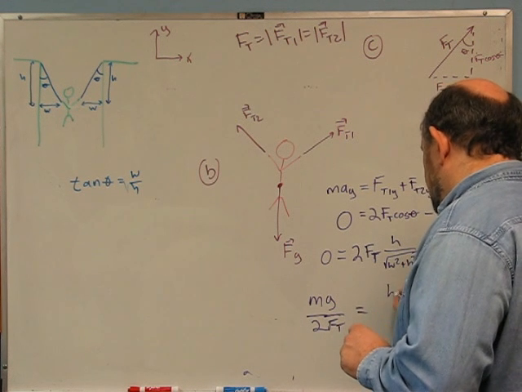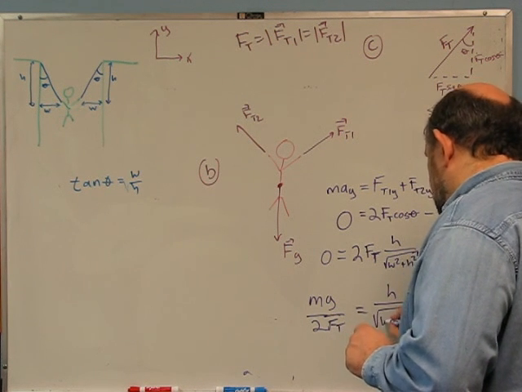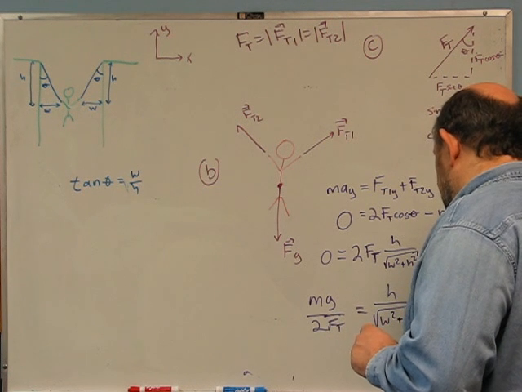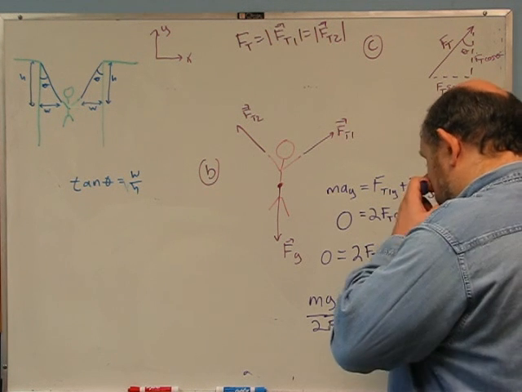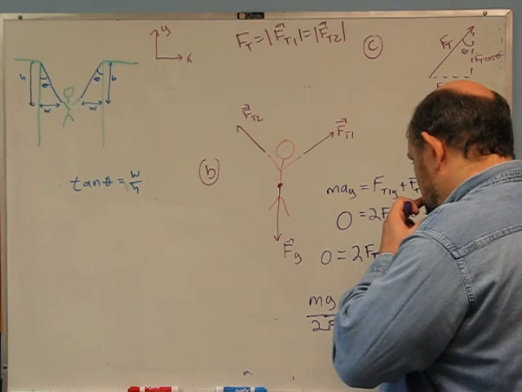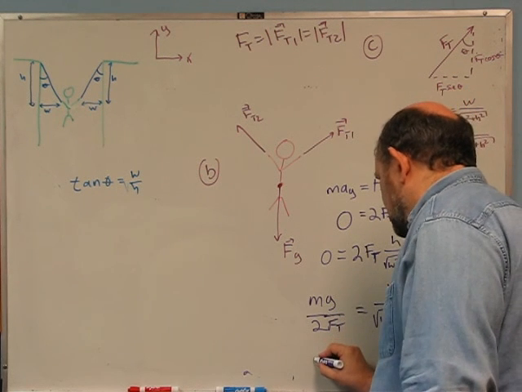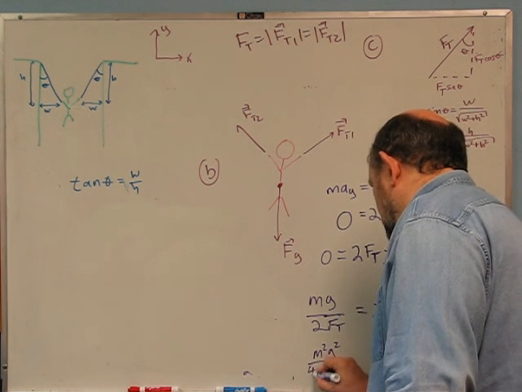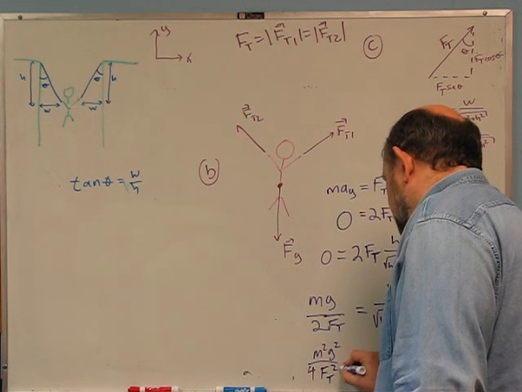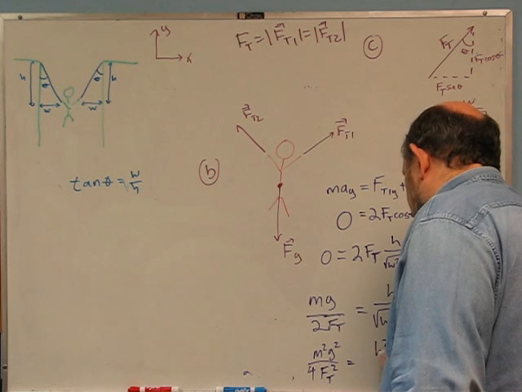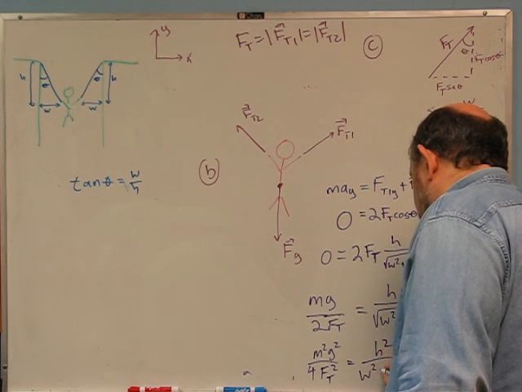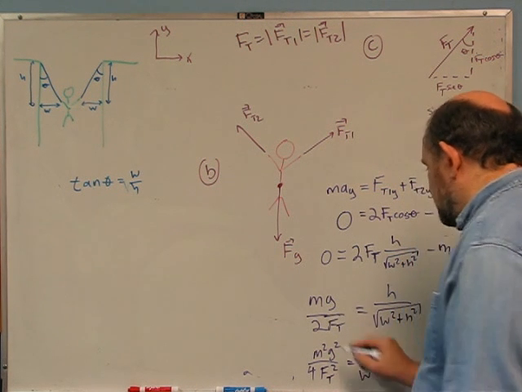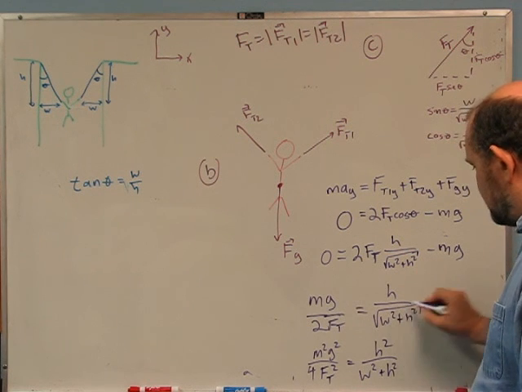All right, that's equal to h over the square root of w squared plus h squared. And then finally, I'm going to multiply both sides by this square root. Do I want to? No, I don't want to. I'm going to square both sides first. So I'm going to get m squared g squared over 4ft squared is equal to h squared over w squared plus h squared, right?